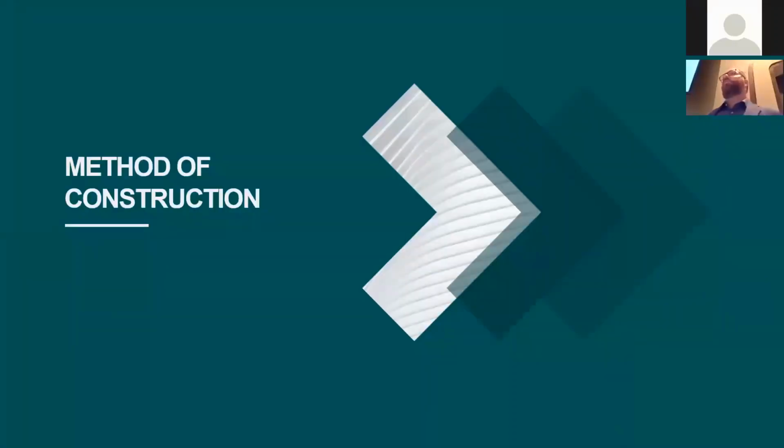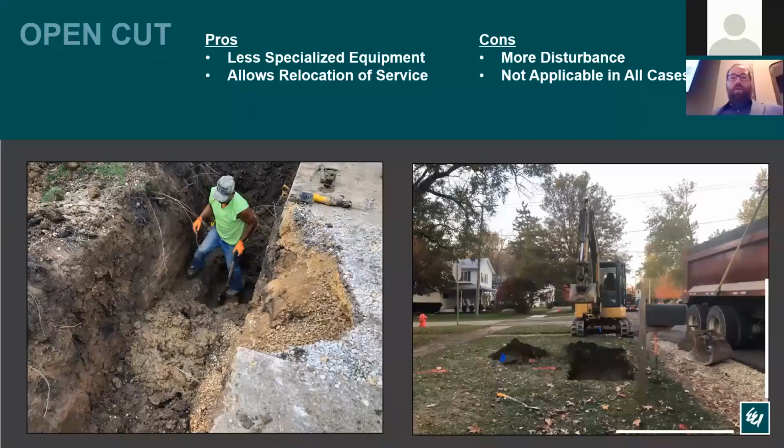So how can services be replaced? What are the methods of construction that you might use when doing a replacement project? One option available to you is open cutting. Some benefits of this are that it takes less specialized equipment. There's more contractors that have the equipment to do this work and that are familiar with doing this work. It also allows for the relocation of the water service if you are trying to maintain separation requirements.